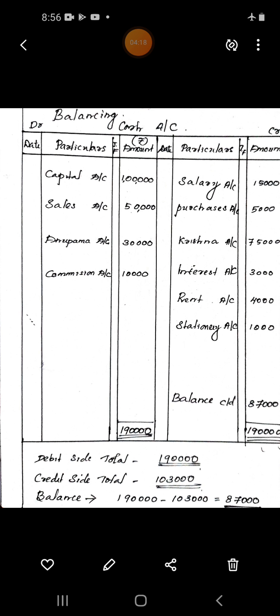Balancing figure 87,000. Balance carried down 87,000 is the balancing figure in this case. Debit side total 1,90,000. Credit side total 1,03,000. Balance 87,000.